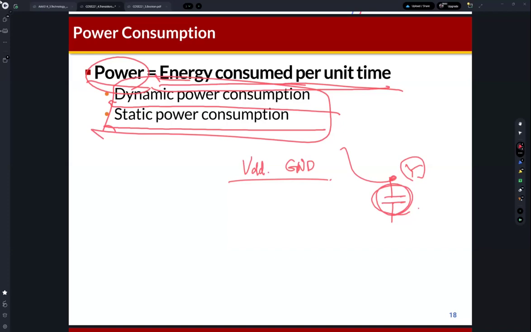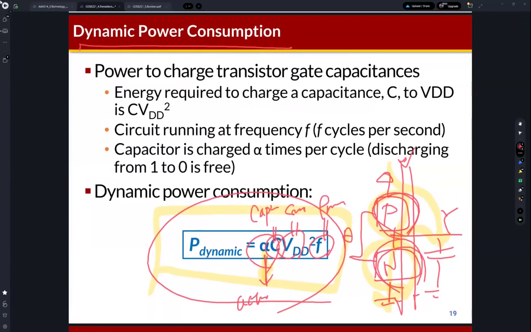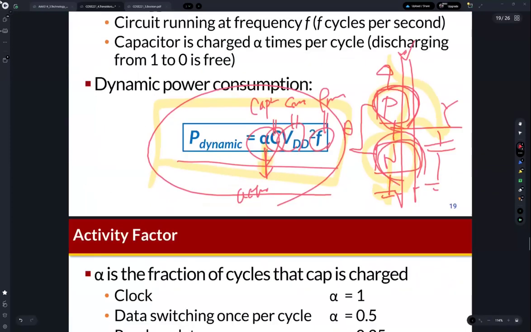So, and then we can classify the power consumption of a circuit as the dynamic power consumption and static power consumption. And then we can define the dynamic power consumption as the power consumption by changed input and output signal levels. So this is the equation of the dynamic power consumption.